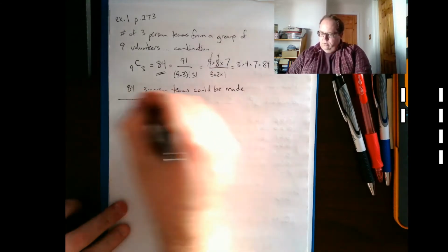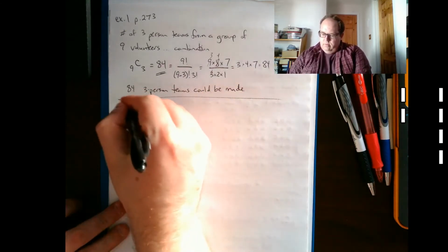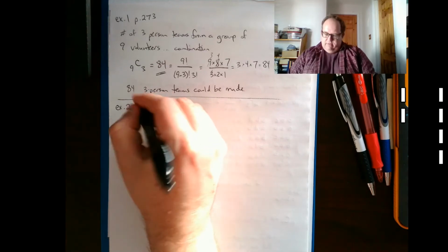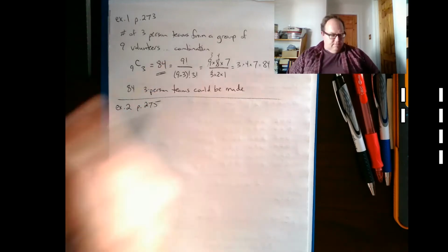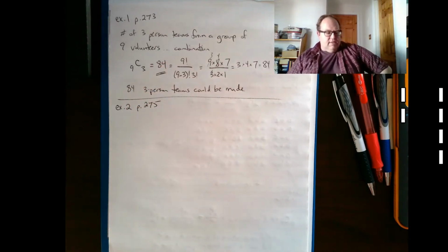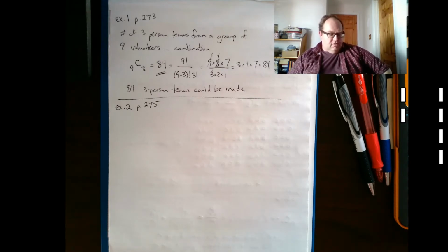Example 2, page 275. We have a restaurant that has 10 flavors of ice cream. Danielle has ordered a large sundae with 3 scoops of ice cream. How many different ice cream combinations does Danielle have to choose from if she wants each scoop to be a different flavor? Doesn't really matter what order they put these in.